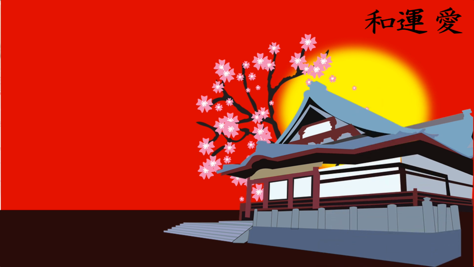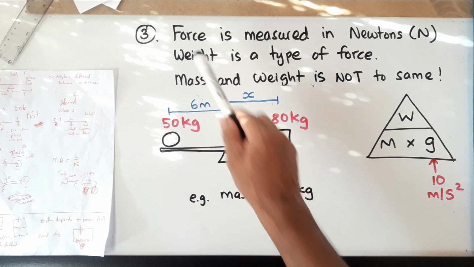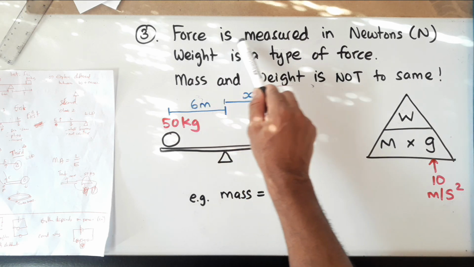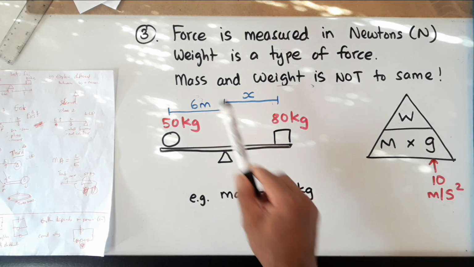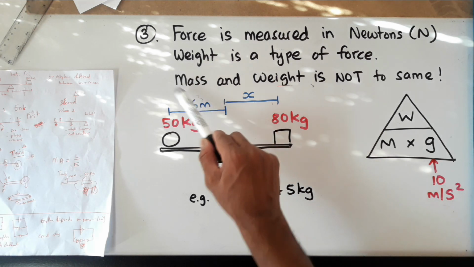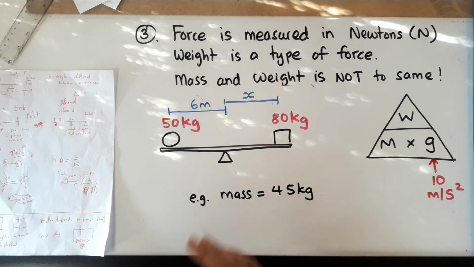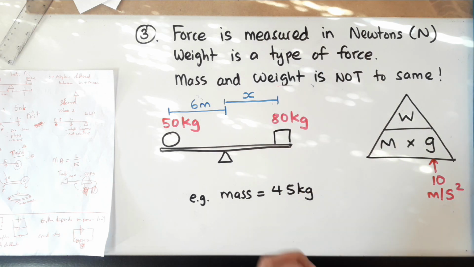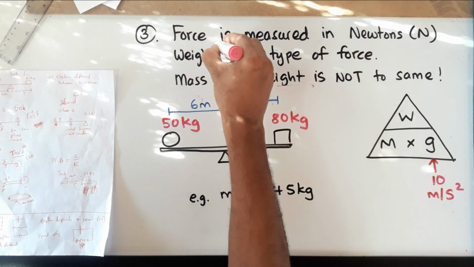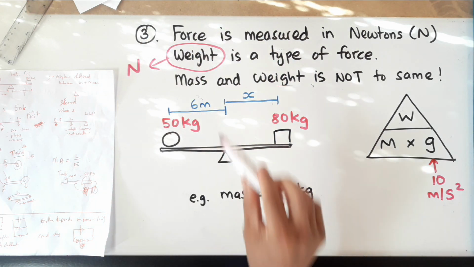All right, guys. So let's get to lesson 3 here. Now, the first thing I want to really clarify is that force is something measured in newtons. Symbol is capital N. Weight and mass is not the same thing. It's something I have to go over and over and over with my students until it sticks in their head. Weight is actually a type of force. So if weight is a type of force, then weight will also be measured in newtons.